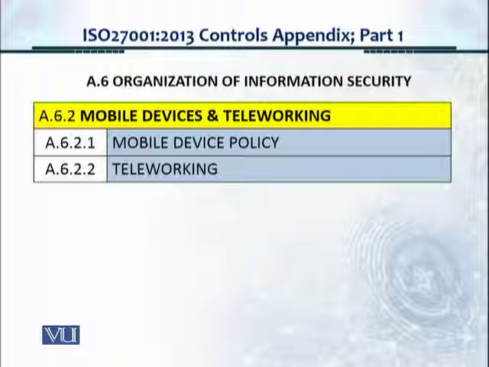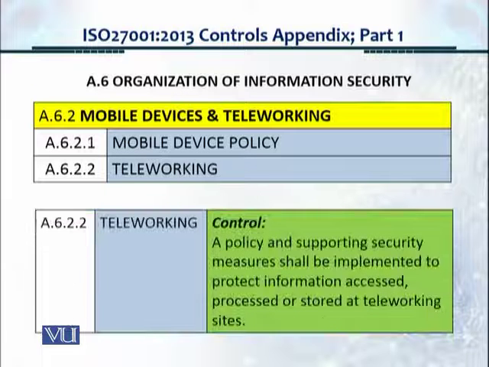Now, moving on, under Organization of Information Security, which is A.6, we have the second control objective, which is mobile devices and teleworking in yellow, and we have 2 controls, mobile device policy and teleworking. Under teleworking, A.6.2.2, let's take a look at what this is asking us.